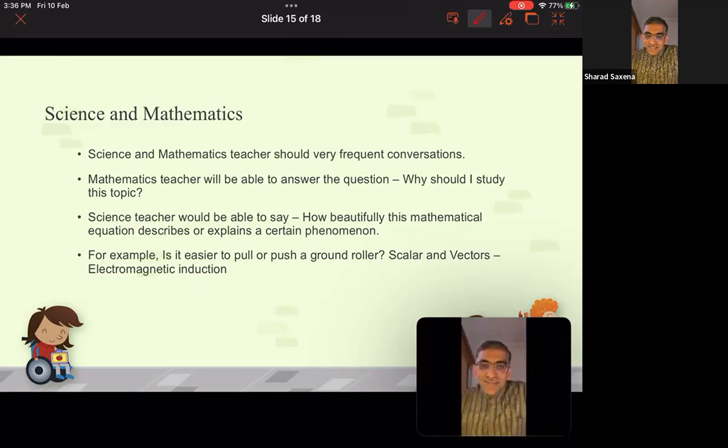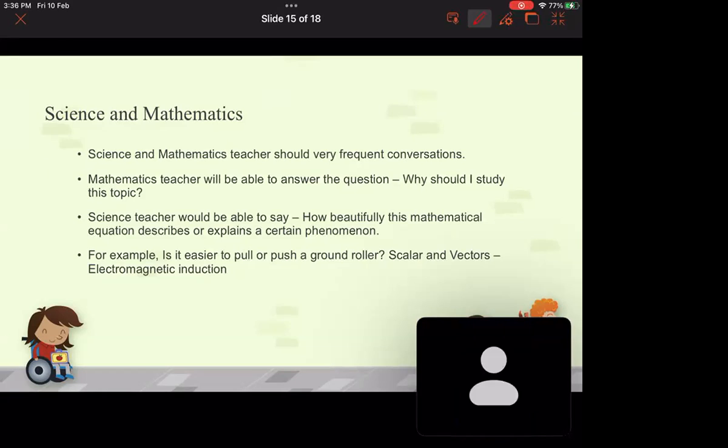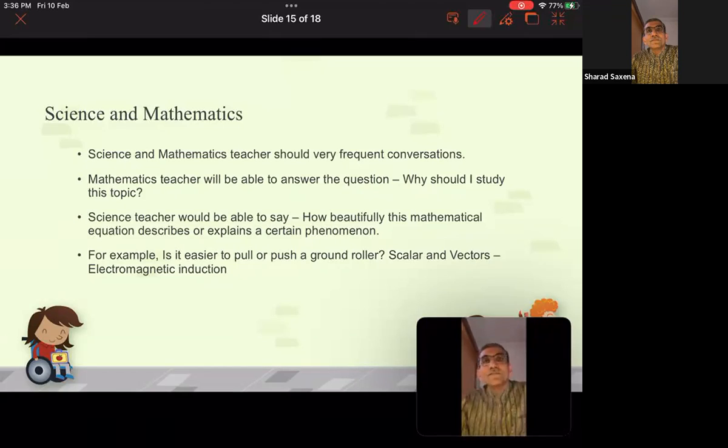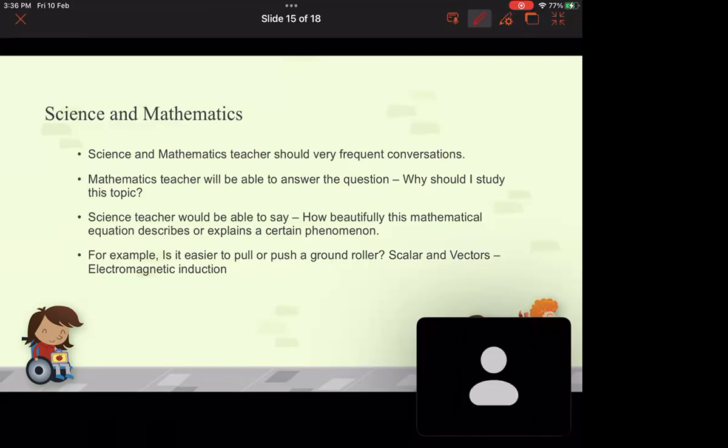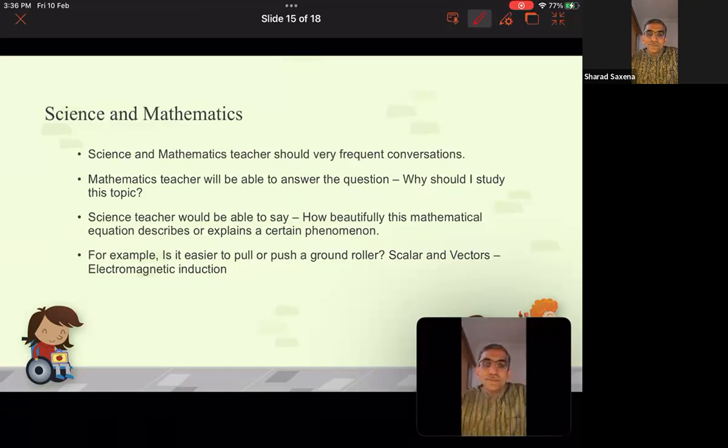Exactly. So this particular example you showed, Sharad, scalars and vectors and pushing and pulling. You just need a spring balance and a heavy rock, and so easily you can show this experiment. You can prove it experimentally. You can show whether pulling or pushing is better, and show the same thing mathematically, and the numbers actually tally quite easily. It's not a very difficult thing to show both.